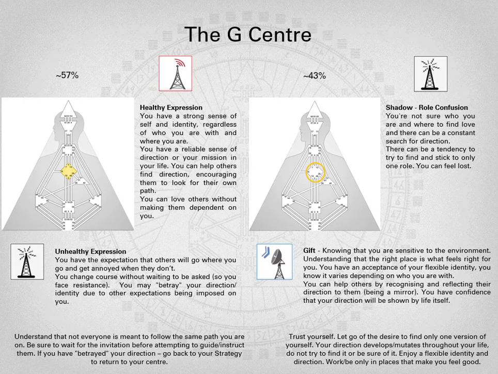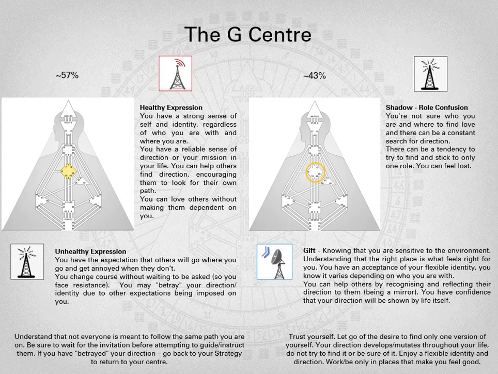But the gift is knowing that you are sensitive to the environment, understanding that the right place is what feels right for you. You have an acceptance of your flexible identity. You know it varies depending on who you're with, and you can help others by recognizing and reflecting their direction to them. You have a confidence that your direction will be shown by life itself.